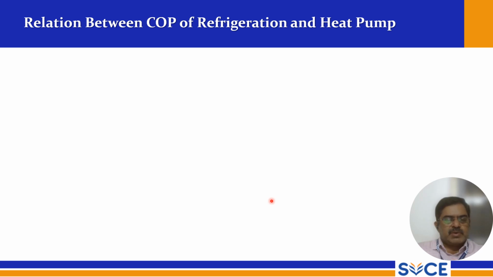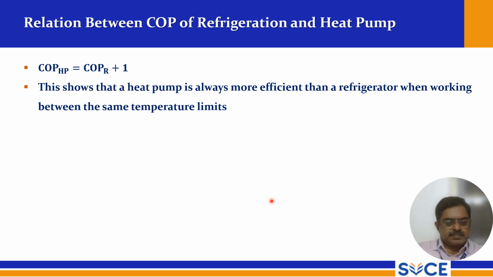Relation between COP of refrigeration and heat pump, it is always COP of heat pump equal to COP of refrigerator plus 1. This shows that heat pump is always more efficient than a refrigerator when working between the same temperature limits.